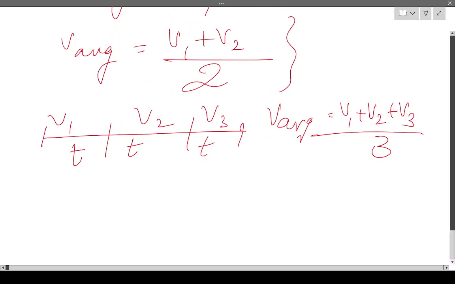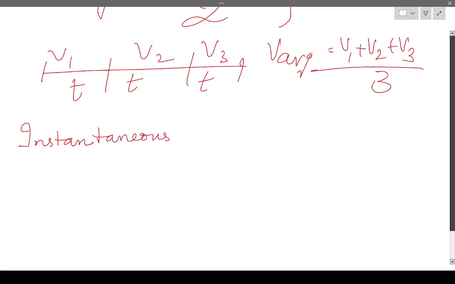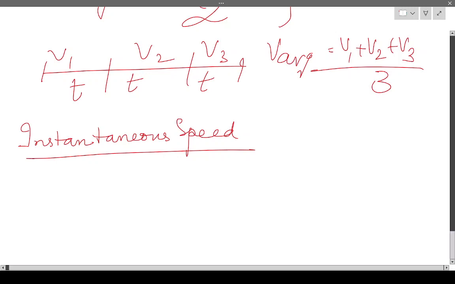Okay. Next, it is going to be instantaneous speed. What do you mean by instantaneous speed? Instant. At a particular instant, what is the speed? Average speed, you will take a time interval and then calculate it. You will find the total. But in this case, you are not doing that. You are finding, at a particular instant of time, what is the speed?